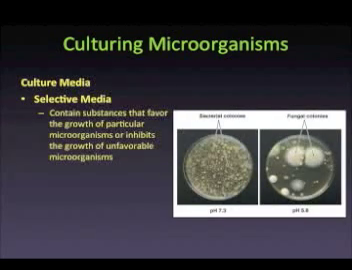The image shows an example of selective media. On the left is a nutrient agar plate inoculated with bacteria and fungi. Both organisms grow successfully on a neutral pH of the nutrient agar. The plate on the right, Sabouraud dextrose agar, is a type of selective media that selects against the growth of bacteria and for fungal growth by using an acidic pH.